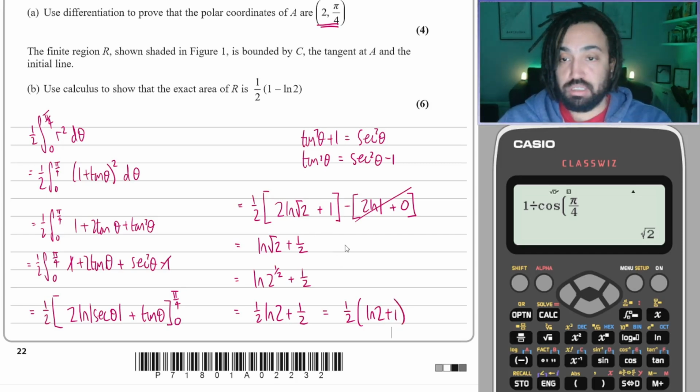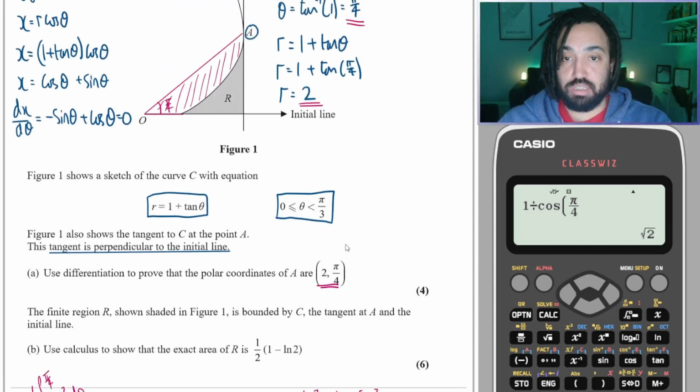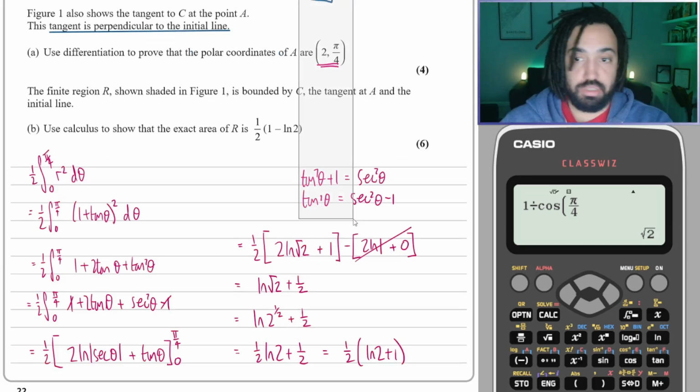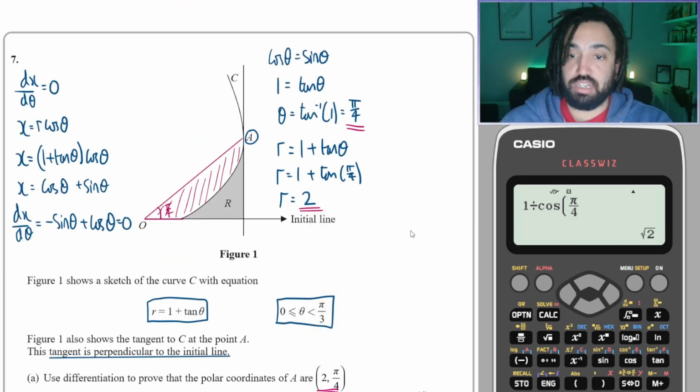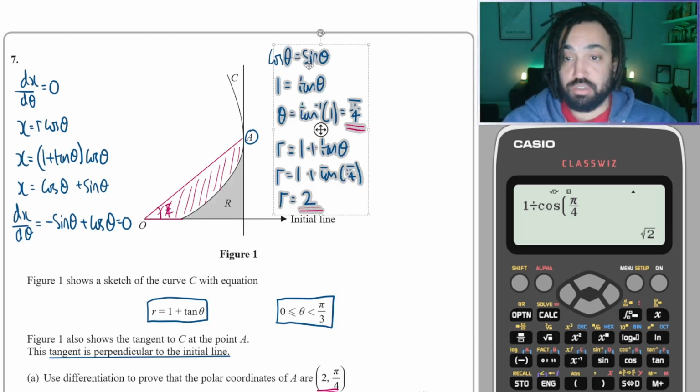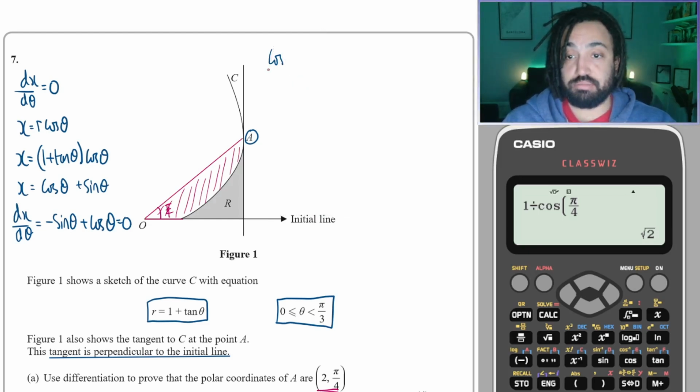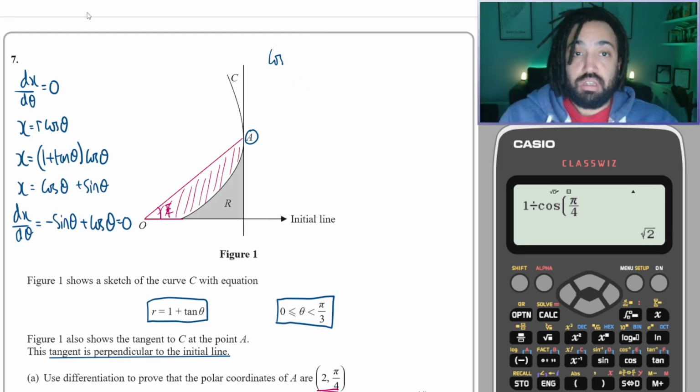Okay, great. Let's go back up to our diagram. So we're not quite finished yet, because that doesn't actually give us the shaded region. It gives us the pink region. So to find the shaded region, I'm going to need to work out the area of the triangle. So let me do that in a different color.